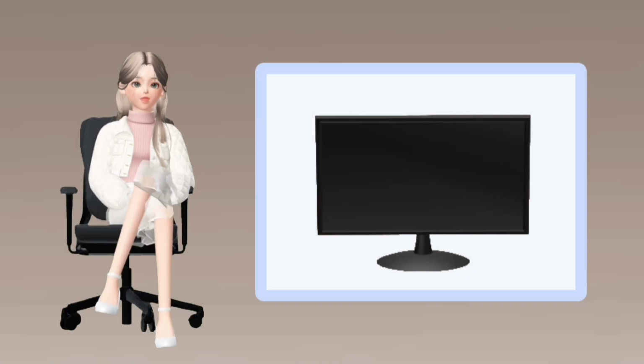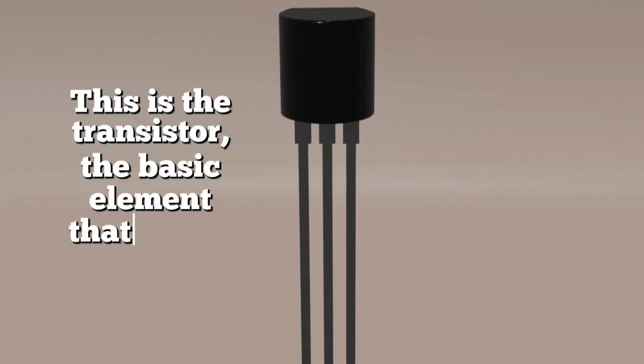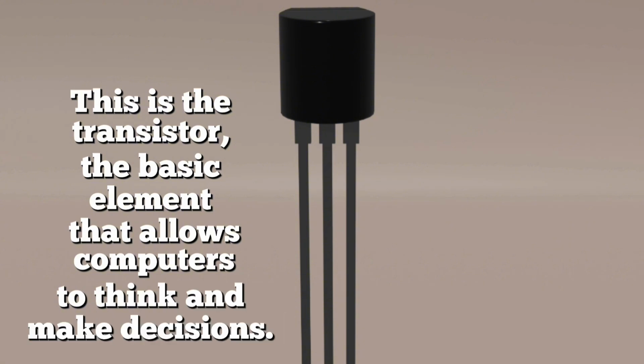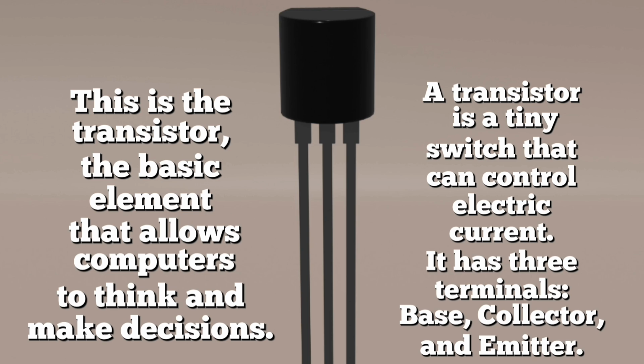Let's go inside a computer. Behind the scenes, complex electronic components and circuits work together to process data. Let's go deeper, until we come to one of the most important components, the transistor. This is the transistor, the basic element that allows computers to think and make decisions. A transistor is a tiny switch that can control electric current.